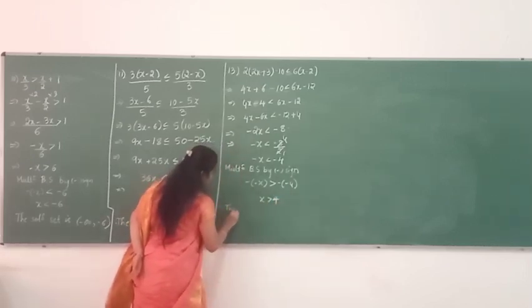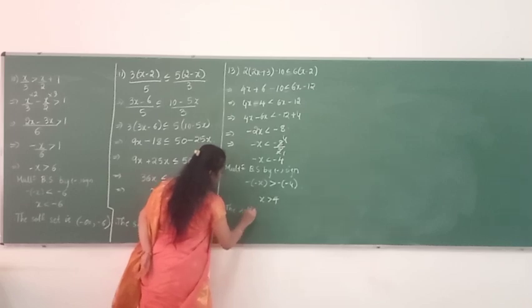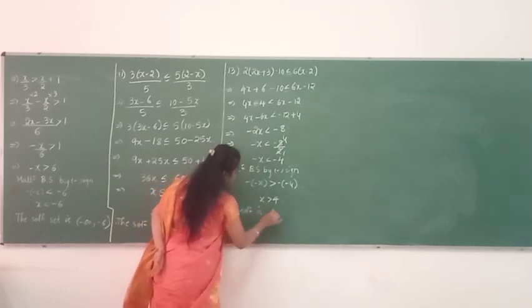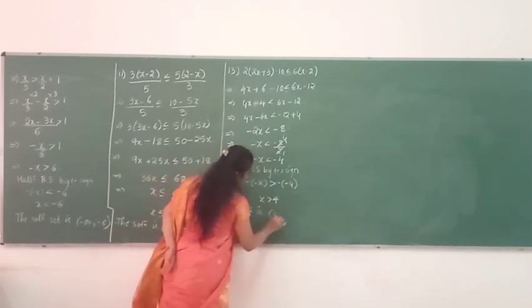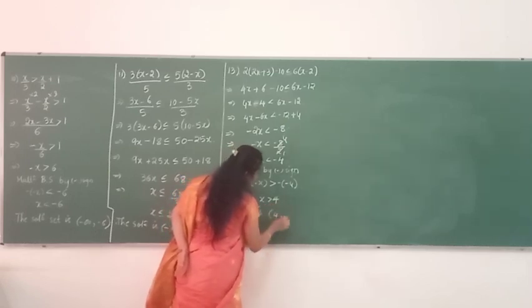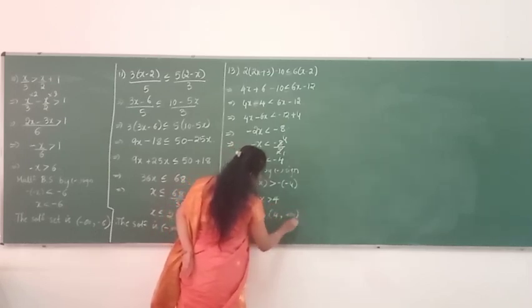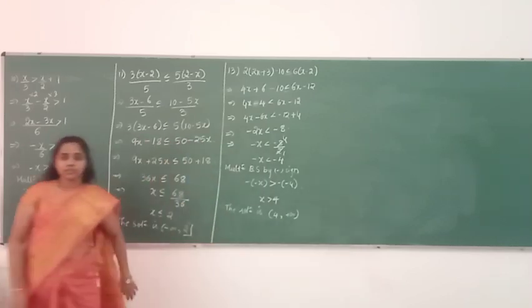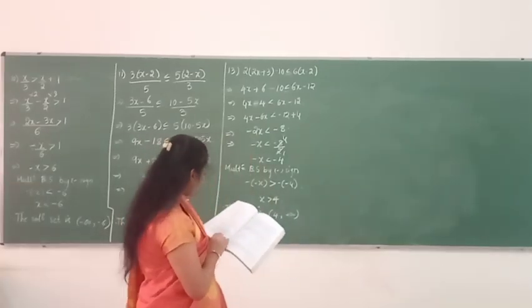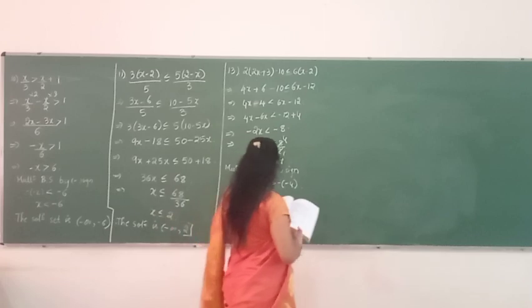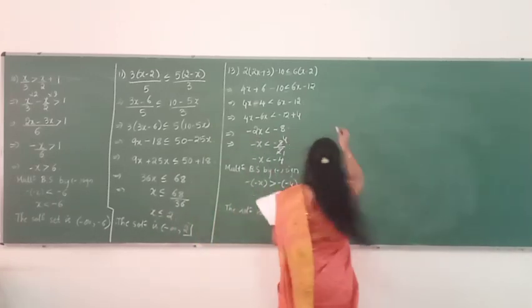Therefore, the solution set is the open interval 4, and as it is greater than, it moves towards plus infinity. So let us move on with the next problem, that is the 14th one.